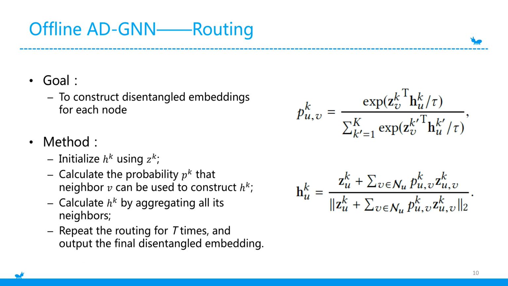After the projection, we do neighbor routing iteratively to construct the disentangled embedding H of user U in the K-th channel. It starts by initializing H of U as the projection Z of U. Then, iteratively measure the similarity between target node U and its neighbors V. Then, we update H of U by averaging its neighbors' projections. After several iterations, each node U, or user, will find a stable point in each K-th channel.